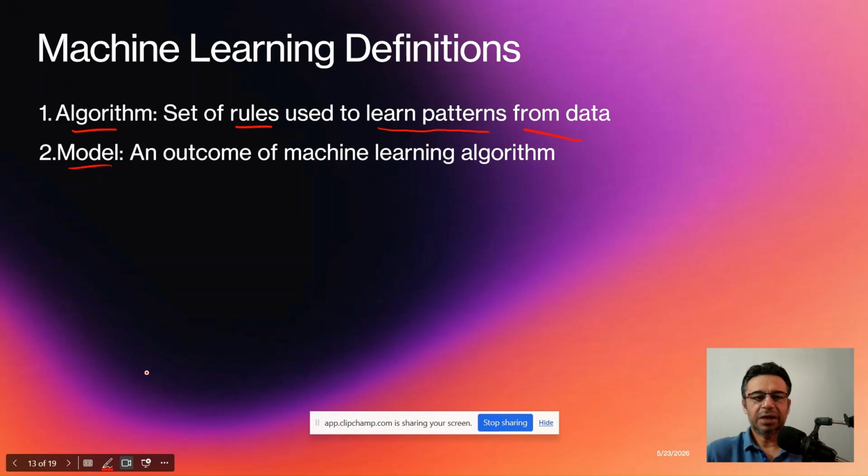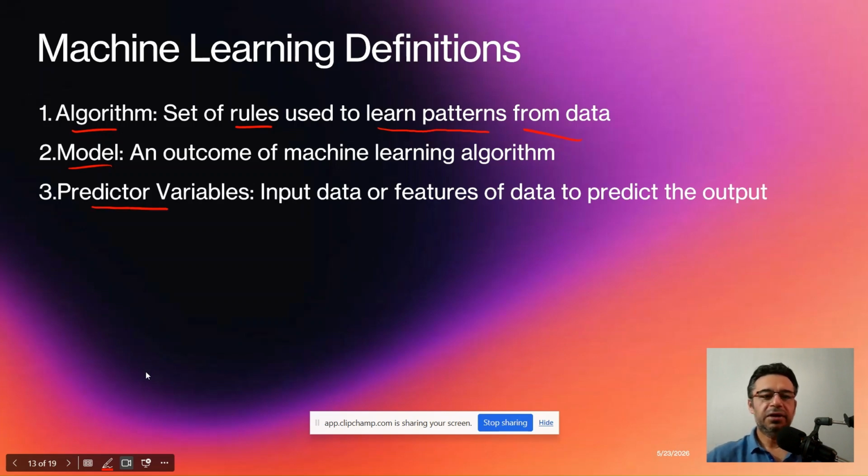So what is the model? The model is the outcome of the machine learning algorithm, and this model will be used for making predictions. Later on you will give new data to this model, and based on the logic within the model, the predictions will be created. So the model is something that we will use to make the predictions.